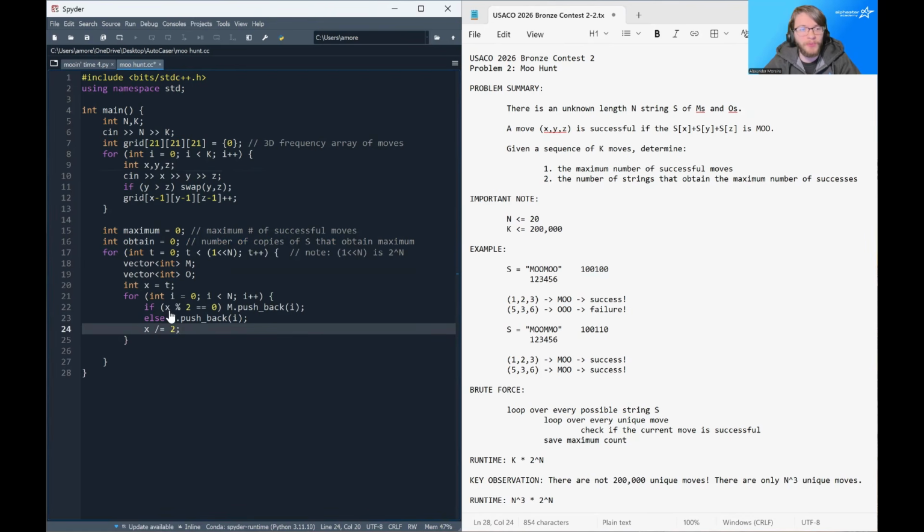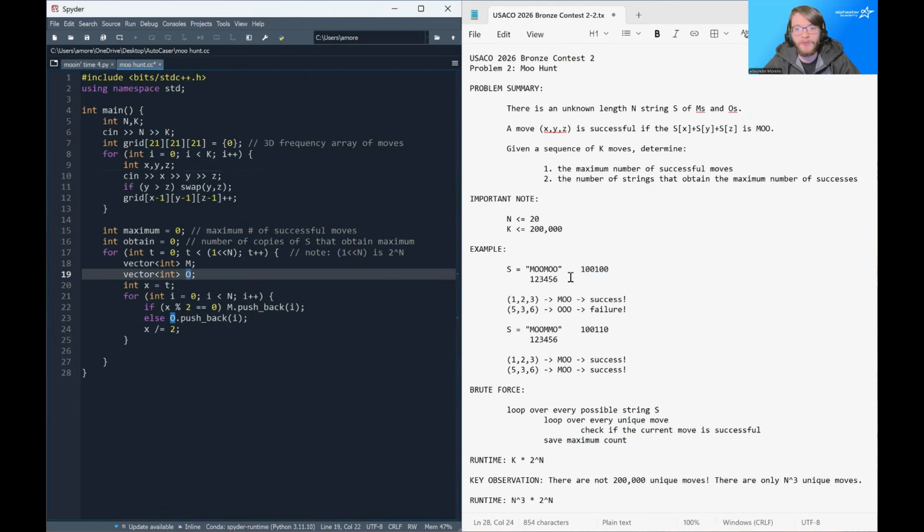So for example, if x mod 2 is equal to a 0, I'm going to push back an index. This is just an append value onto m. So this is going to say, okay, digit i is a 0 in my binary number. So that's going to add i to the m's. And then if, on the other hand, the bit is not a 0, so it's a 1, I'm instead going to push back the index i onto the o's.